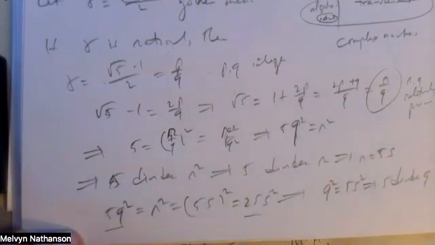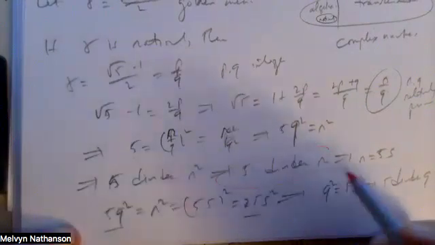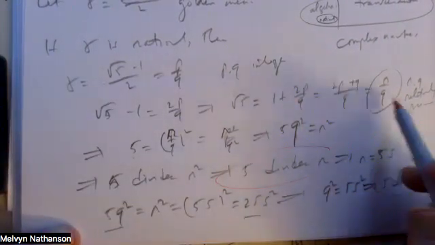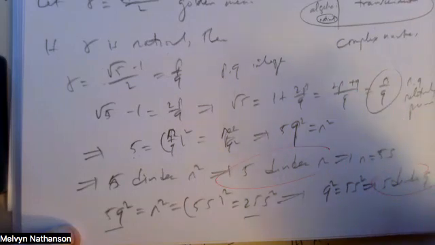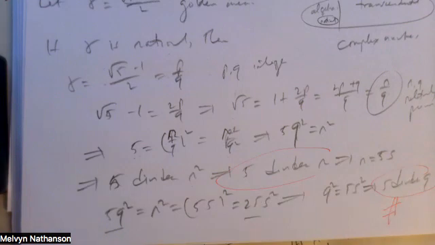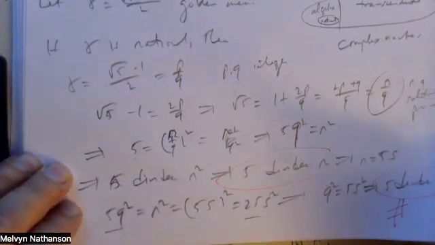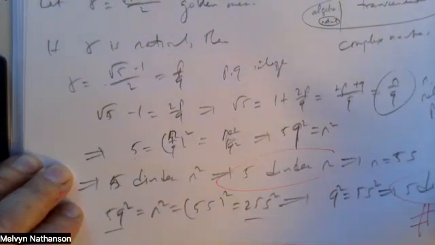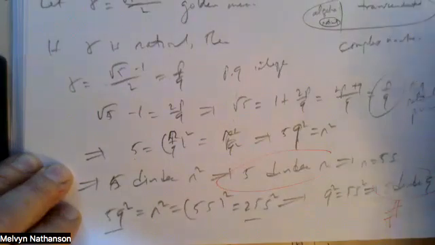divides q. And now I have a contradiction because I have 5 divides q and 5 divides r, but r and q have no common factor. They're relatively prime. So that's a contradiction. So the golden mean is an irrational number. Any questions about this?